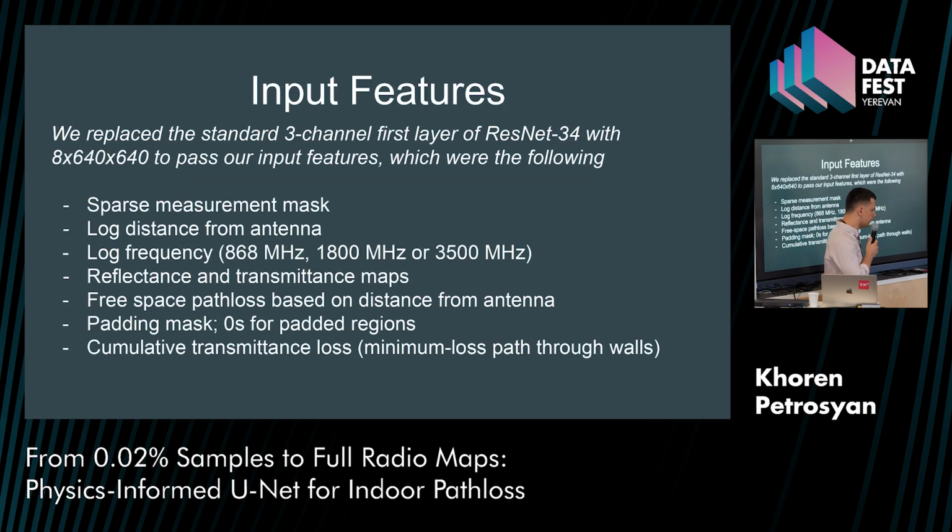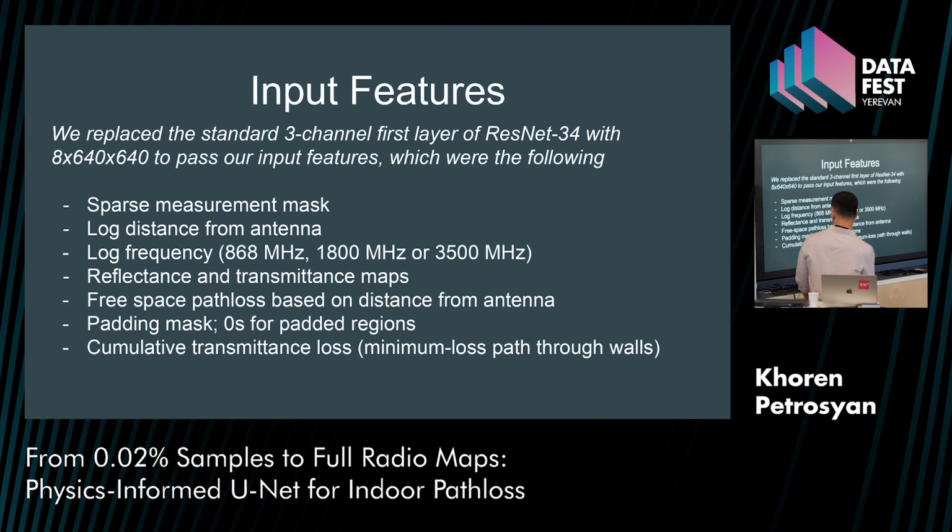Okay, I have little time, so I'll try to do this quicker. The features we used were the sparse measurement masks, so the same as the input transmittance and reflectance mask. Pixels that had ground truth values were set to their values and the rest were set to 0.